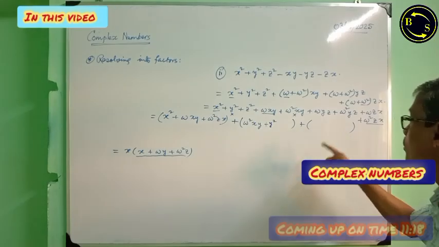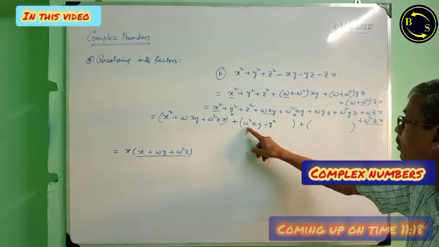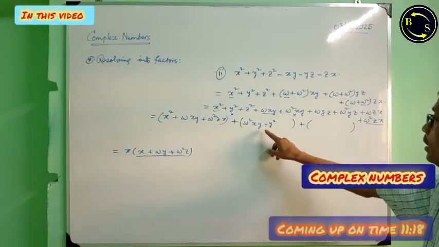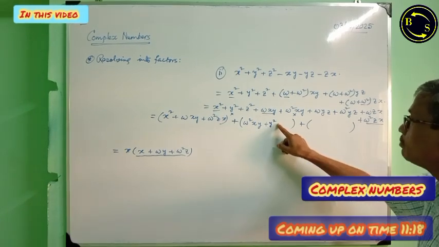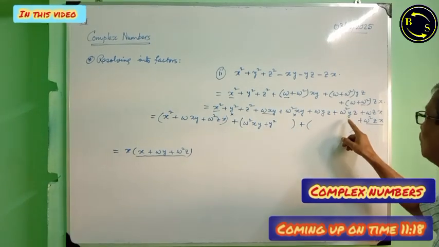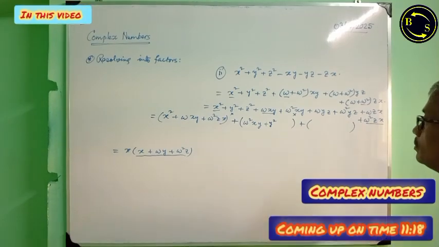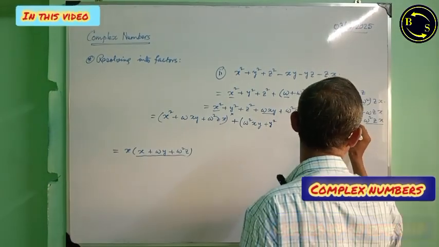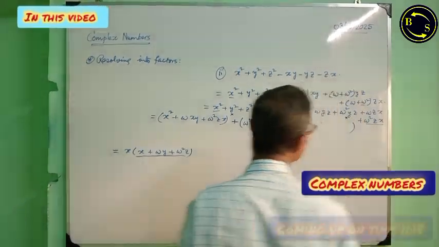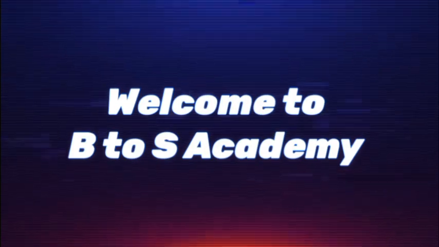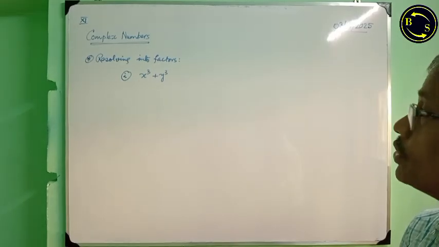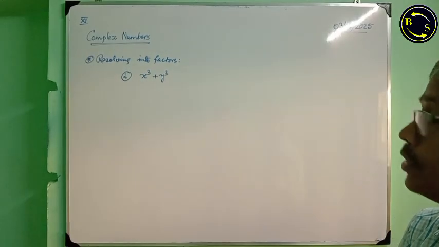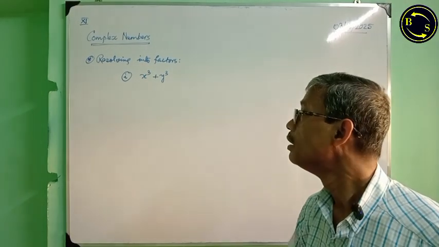Now let us search this. Omega square y will be the common factor. Then it will be z term. This one. Going to resolve into factors some given expressions.